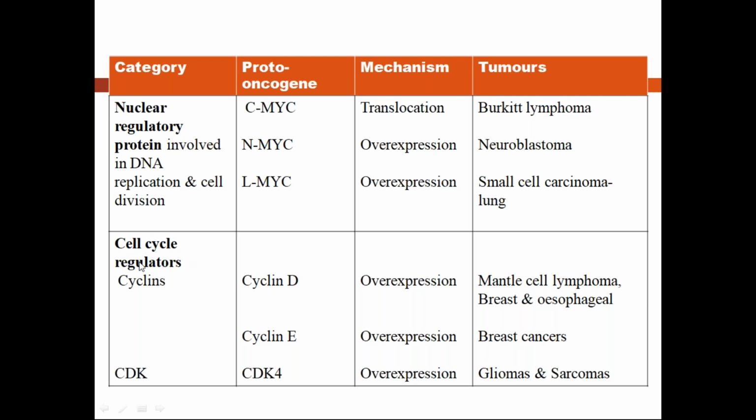Likewise, you have cell cycle regulatory proteins. Cyclin E is overexpressed in mantle cell lymphoma, along with breast and esophagus. Cyclin E is overexpressed in breast cancers. And cyclin dependent kinase 4 is overexpressed in gliomas and sarcomas, that is malignant mesenchymal tumors. We can just quote one example for each of these.